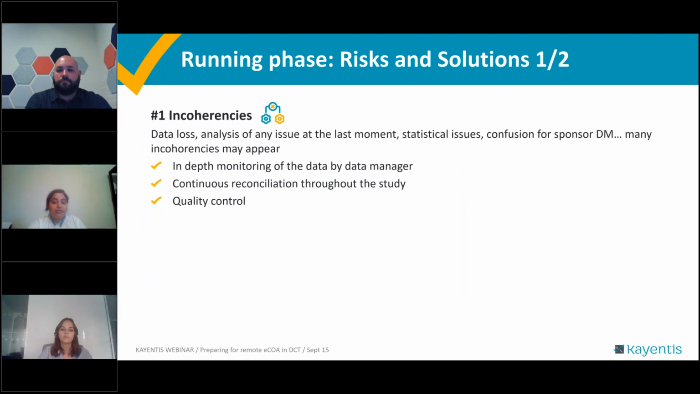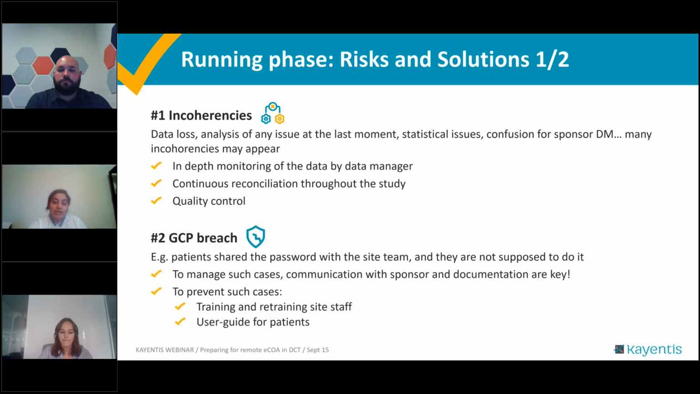Incoherencies are one of the common challenges faced during the trial. There could be a lot of different types of incoherencies observed in the data obtained, such as date mismatches, missing questionnaires, incorrect questionnaires, and duplicate questionnaires. Such incoherencies can result in data loss or statistical issues if not handled immediately. They can be dealt with through in-depth monitoring of the data by the data manager, periodic reconciliation of the data, and regular quality control of the data.